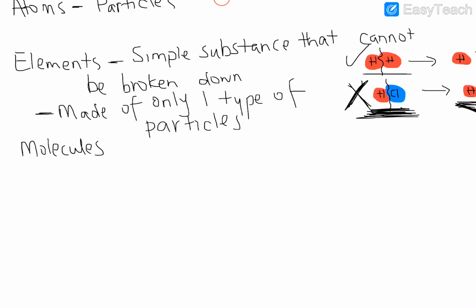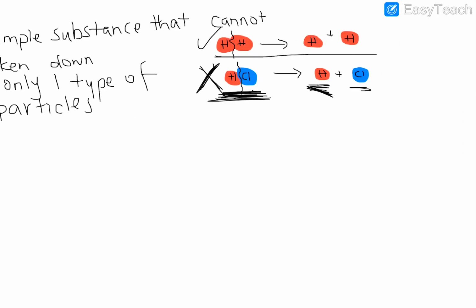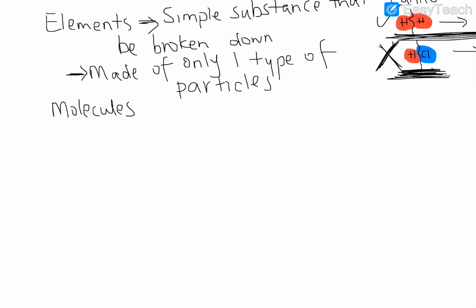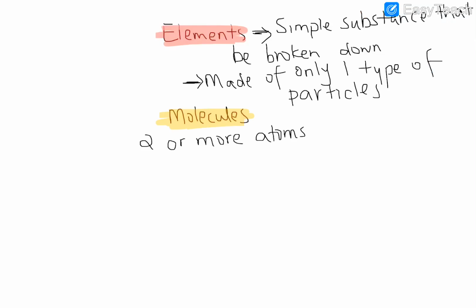So these two are used to define what elements are. A simple substance that cannot be broken down, so we can't break this into anything simpler, and only one type of particle, so just red particles here. And here there's two types of particles, so that's not an element. Now let's see what molecules are. Put simply, molecules consist of two or more atoms, two or more particles. You can have 2, 3, 4, 5, 6, 7, any number of particles.